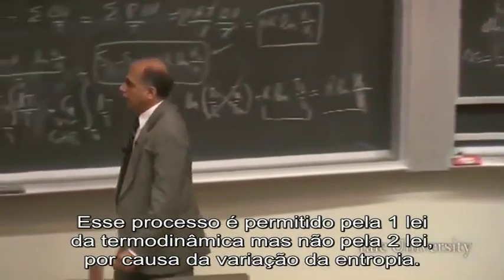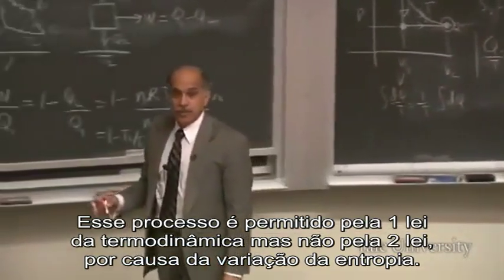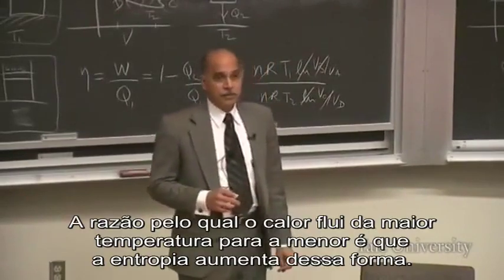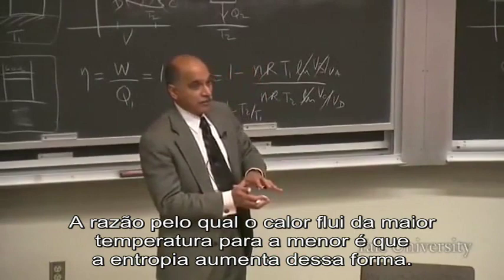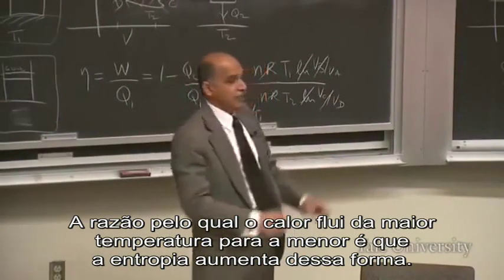Okay, so that's certainly one process that you know should not be allowed, but it's forbidden by the second law by a computation of entropy. So the reason when you put a hot and cold body together, heat flows from the hot to the cold, is because that's the way the entropy will go up.